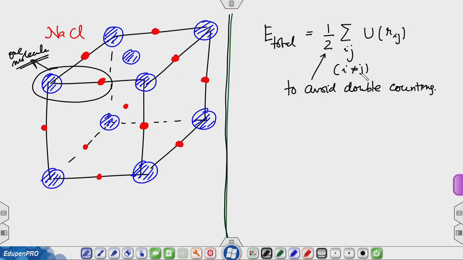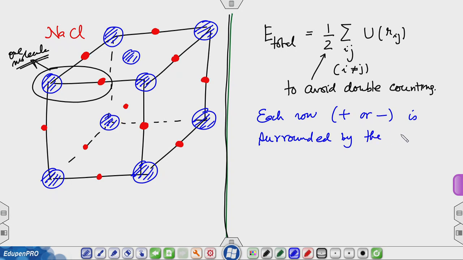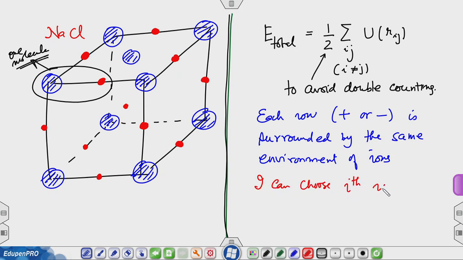Now, again, as we argued in the case of noble gas solids, each ion, positive or negative, is surrounded by the same environment of ions. If there is a positive ion, all the negative ions are surrounding it, then there is a positive layer, then there is a negative layer, and vice versa. So, it does not matter whether I take ith ion to be positive or negative. So, I can choose ith ion to be positive or negative ion.